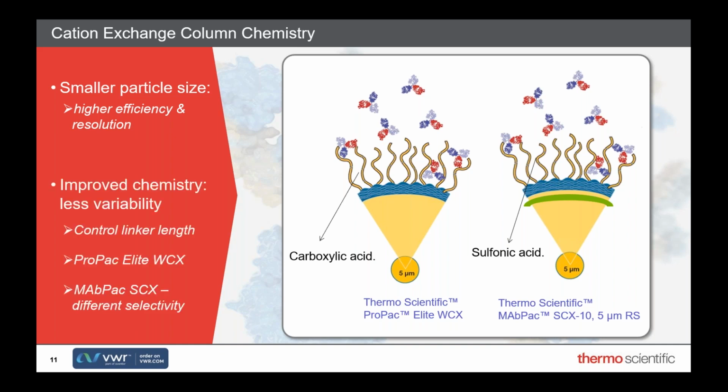By improving the column chemistry, the lot-to-lot variability can be reduced. It's also important to control the linker length holding the active charged groups. Considering our own columns, we observe similar selectivity for the ProPak Elite, whereas the MAPPAC SCX offers different selectivity.